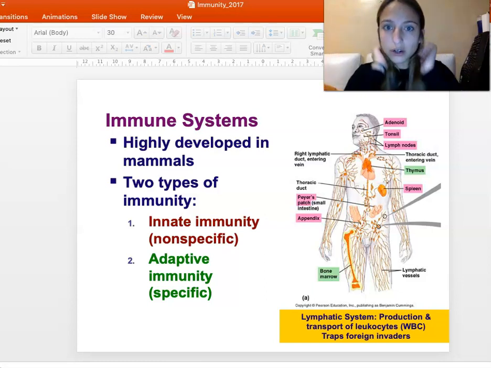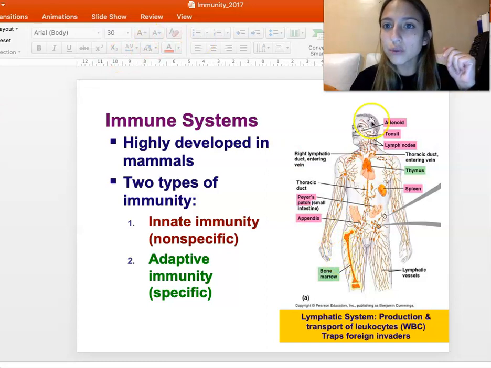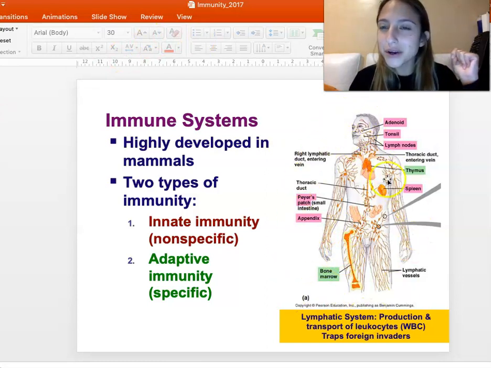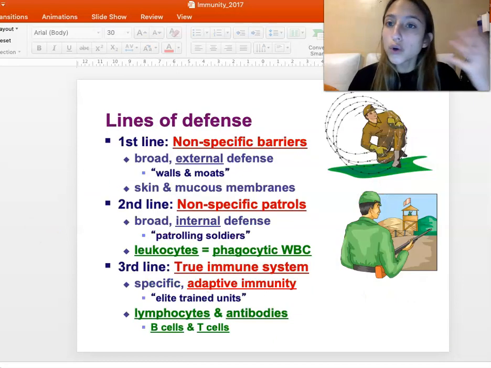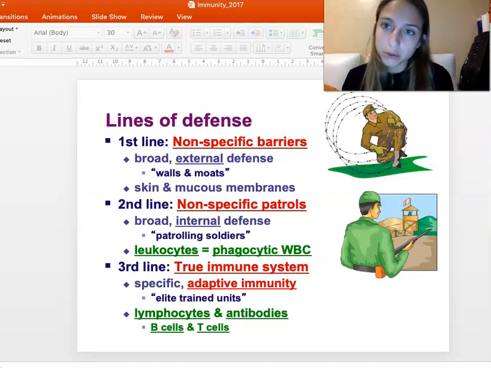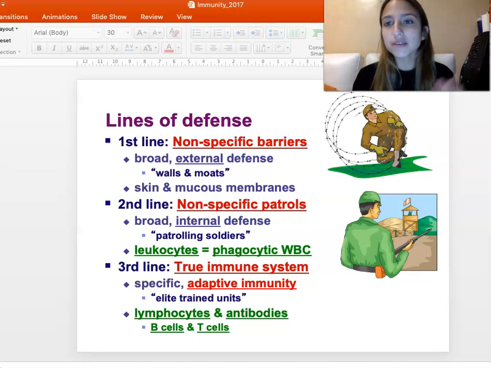As you guys already know, the immune system is highly correlated and connected to the lymphatic system. And that's why you have an image of the lymphatic system here, where the lymphatic system can actually transport and produce all of the immune system cells to help you combat disease. So when you're talking about the immune system, you're talking about defense, right? And there are different lines of defense within your immune system.